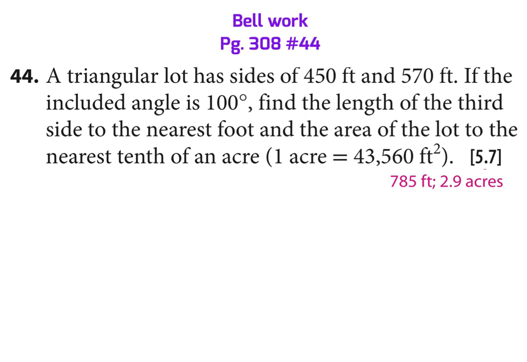A triangular lot has sides of 450 feet and 570 feet. If the included angle is 100 degrees, find the length of the third side to the nearest foot and the area of the lot to the nearest tenth of an acre.